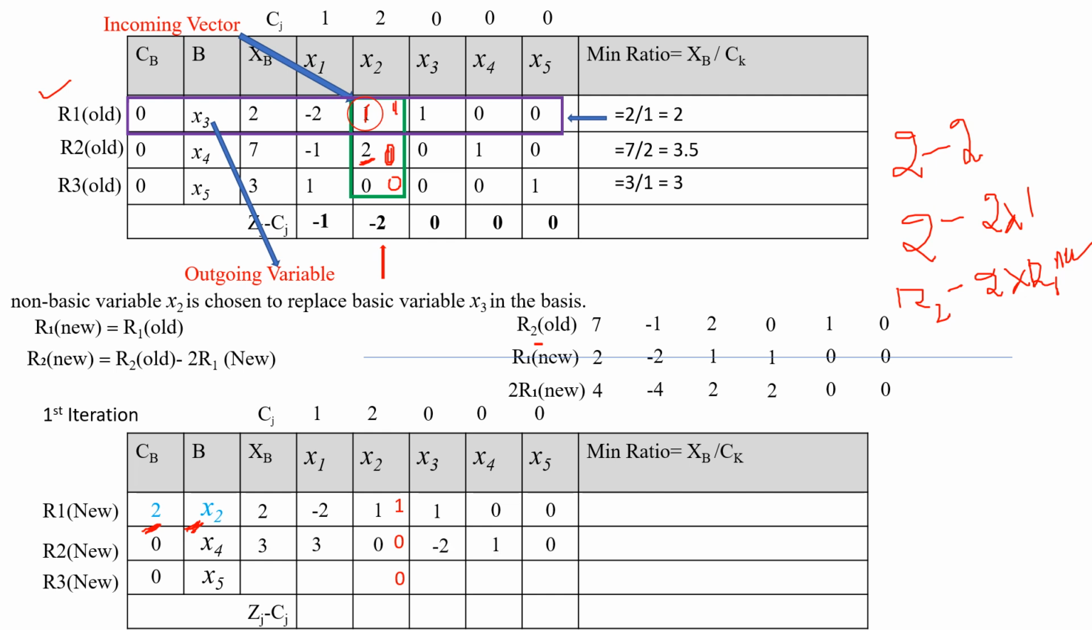So first one here 7 minus 4, it is 3, minus 1 minus half 4, it is 3, and 2 minus 2, 0, 0 minus 2, minus 2, 1 minus 0, 1, 0 minus 0, 0.